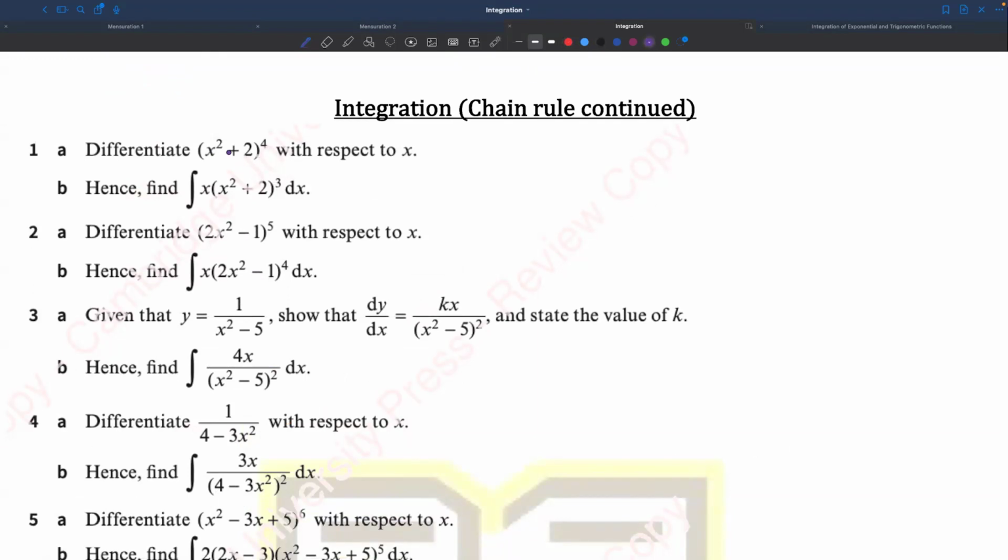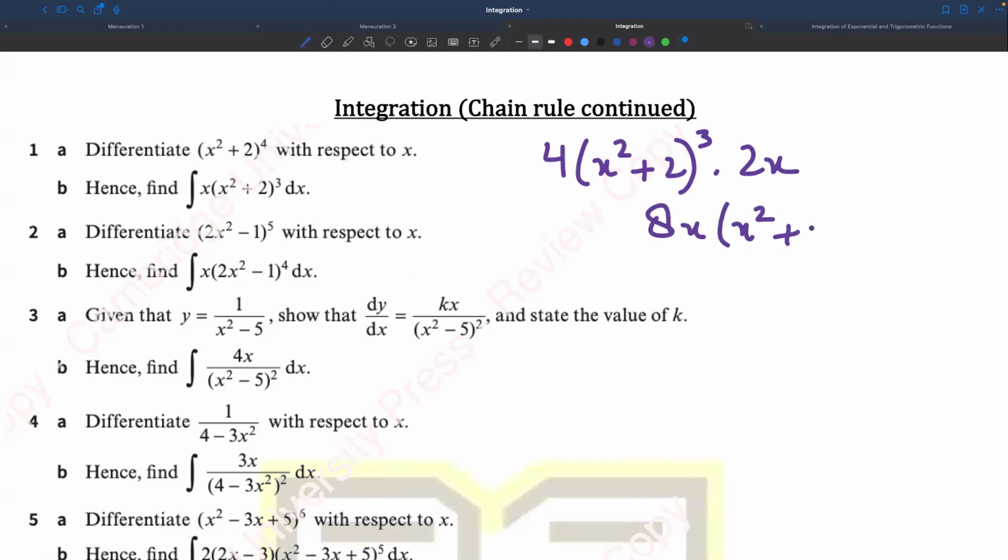It is in the first instance, it is saying differentiate. When I differentiate this, this becomes 4 into x square plus 2 to the power of 3 into 2x. है ना? तो आंसर आ गया 8x x square plus 2 होल क्यूब. इसको यूज करते हुए अब मोहम्मद मैं आपसे स्टार्ट करता हूं. हाउ विल यू आई इंटीग्रेट दिस? इजीएस्ट थिंग एवर.